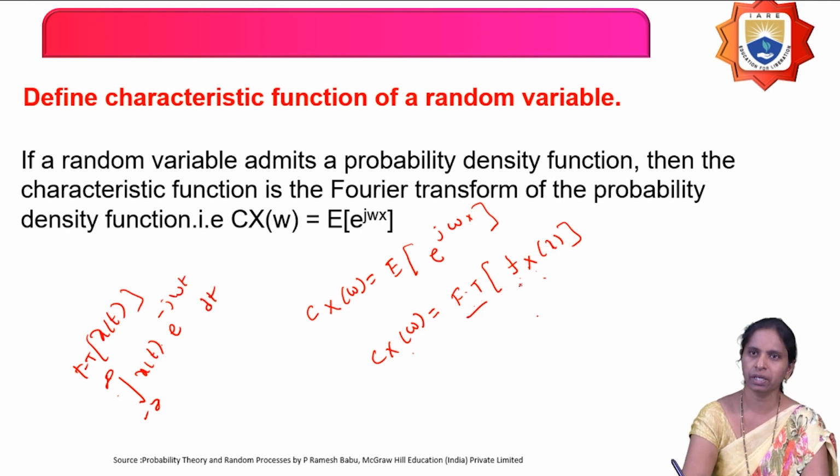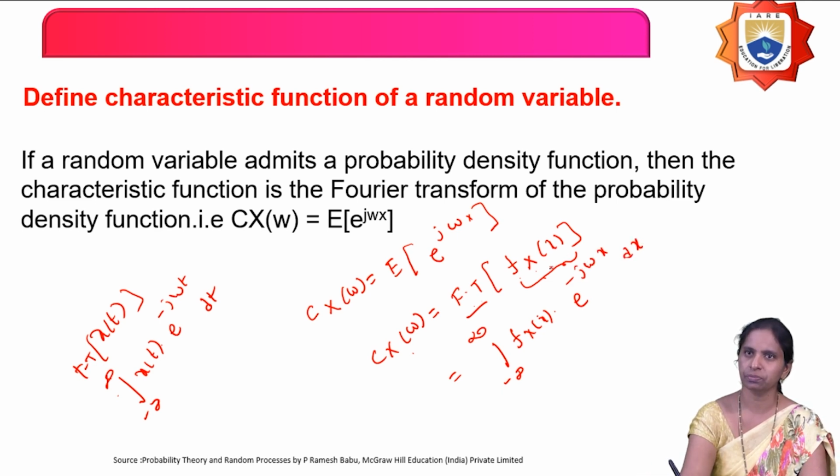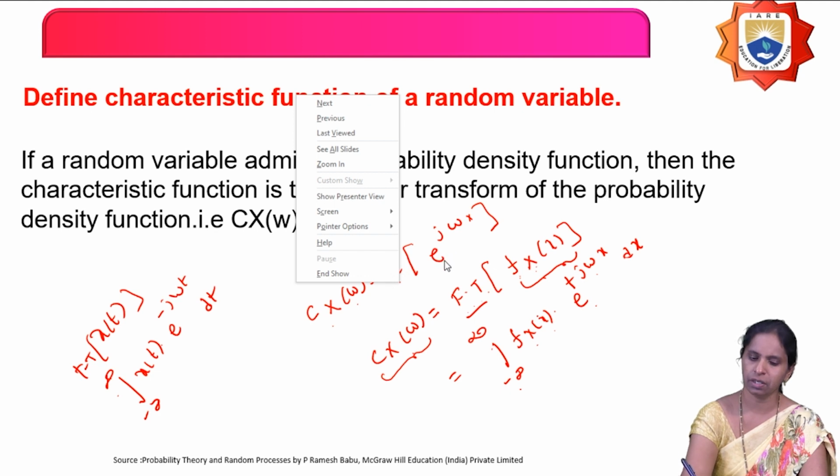Similarly, what is the Fourier transform of the probability density function of the random variable x? Here it is the integration from minus infinity of fx of x into e power minus j omega x dx. But in place of the minus sign, for the characteristic function you have to take the positive sign. So the integration from minus infinity of fx of x into e power j omega x dx. Therefore, you can define the characteristic function of a random variable as the Fourier transform of the probability density function, or else as the expectation of e power j omega x.